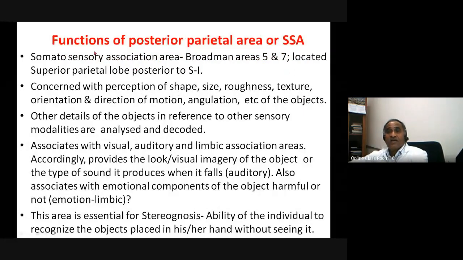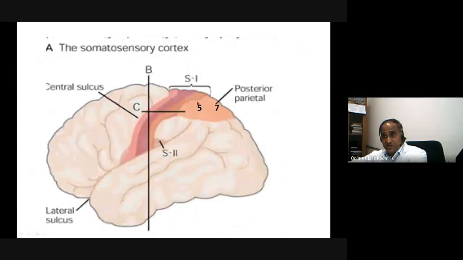So then we have a third area. This is the posterior parietal area. It is also known as the somato-sensory association area. This is S1. This is S2. This is the somato-sensory association area, the posterior parietal area.